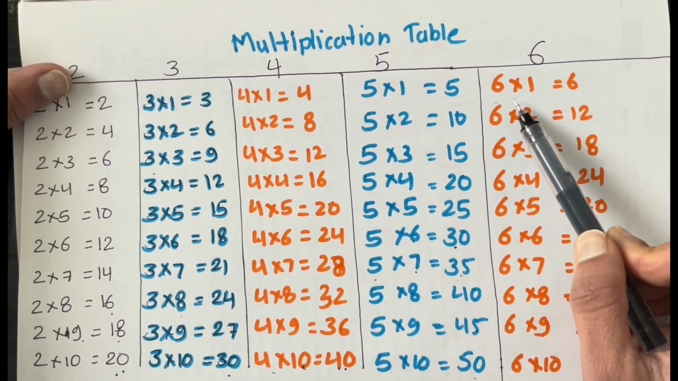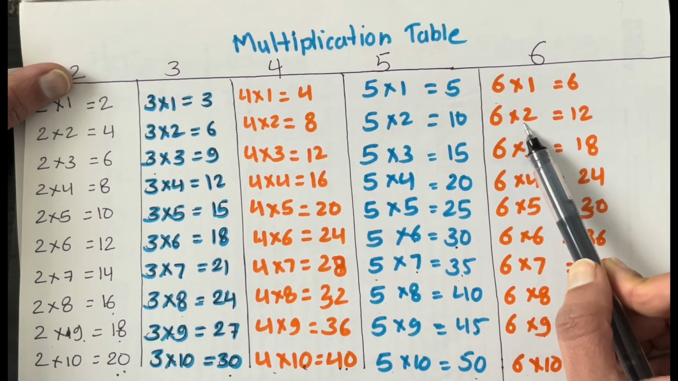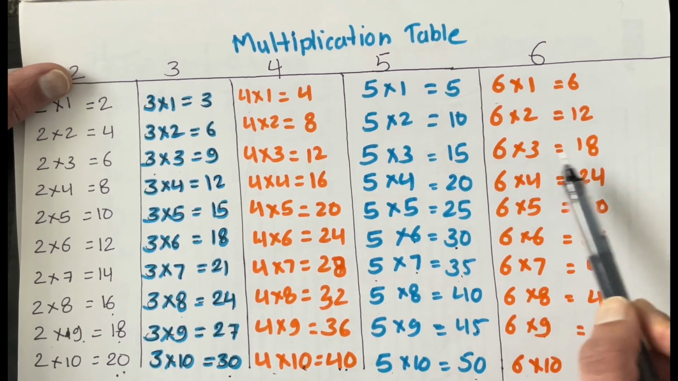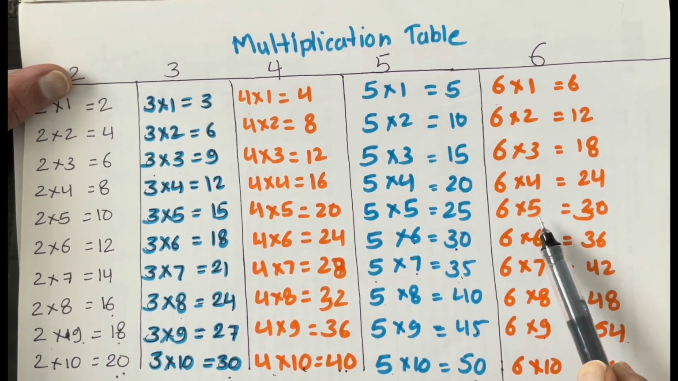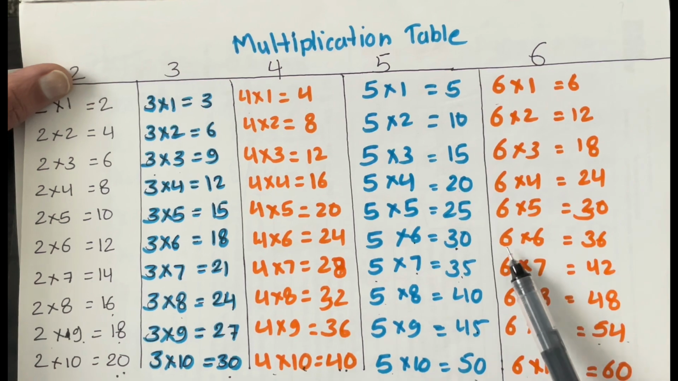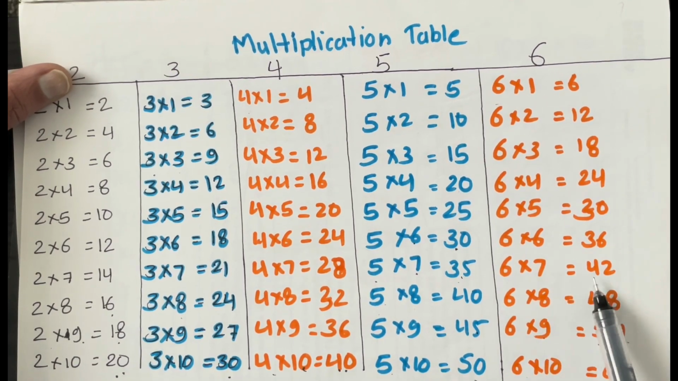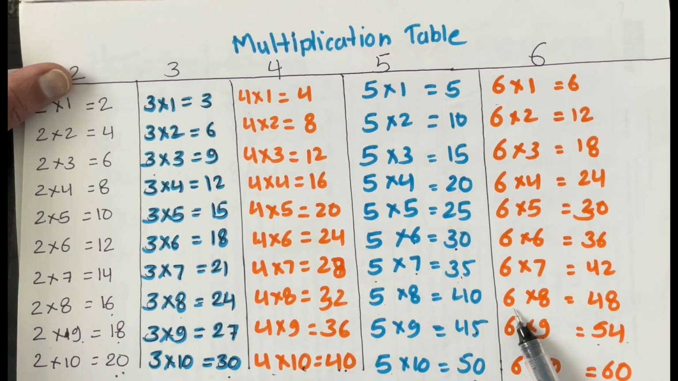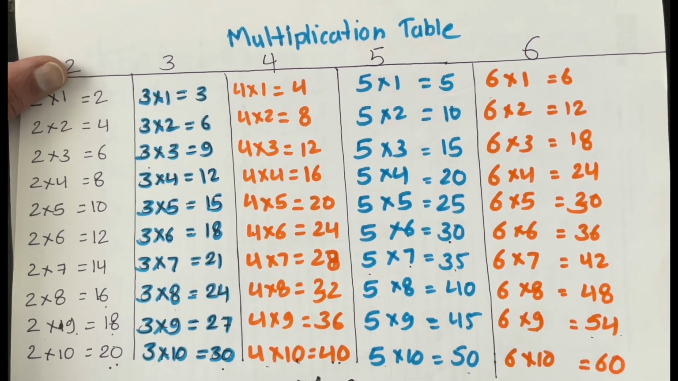Table of 6. 6 times 1 is 6, 6 times 2 is 12, 6 times 3 is 18, 6 times 4 is 24, 6 times 5 is 30, 6 times 6 is 36, 6 times 7 is 42, 6 times 8 is 48, 6 times 9 is 54 and 6 times 10 is 60.